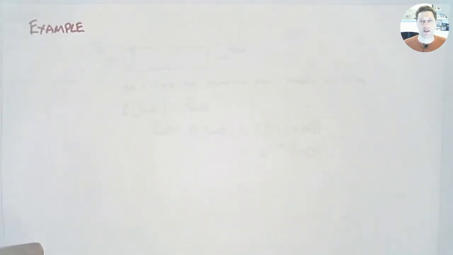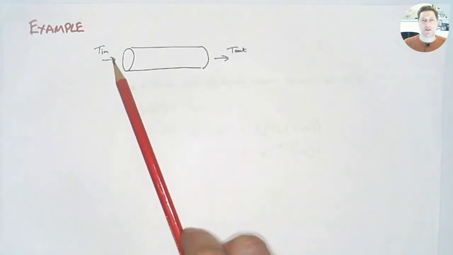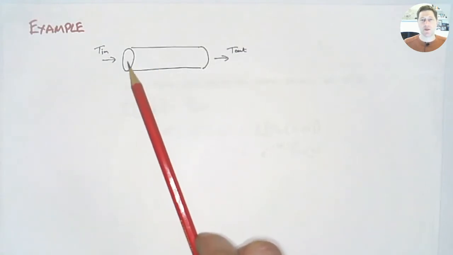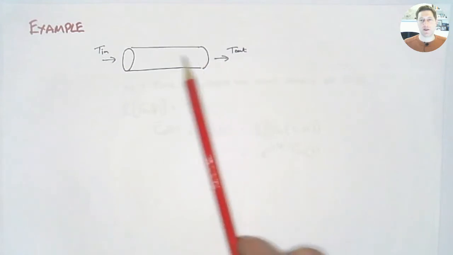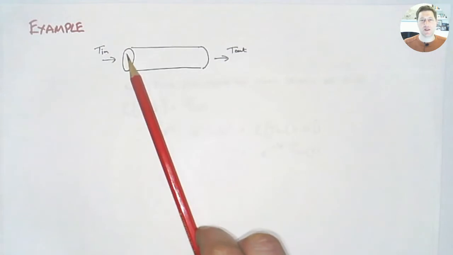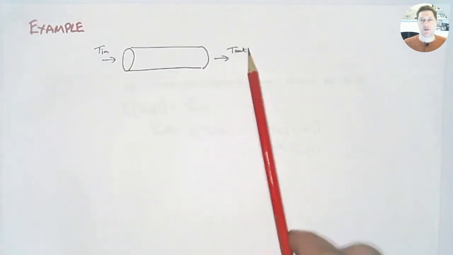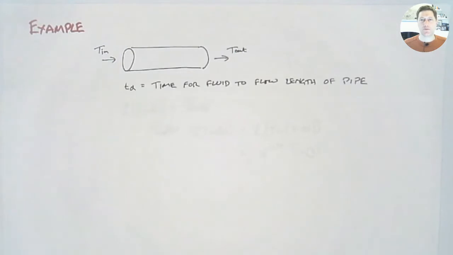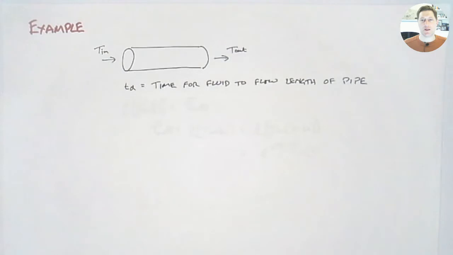We'll just look at an example of how this can occur. Let's take a pipe with a flow down it. This is a pipe which is plug flow, so material comes in and it just flows as a plug and it comes out the other end. Let's look at the temperature. T in is the function representing temperature coming in, and T out is the temperature coming out. And Td, that's the time it takes for the fluid to flow the length of the pipe.